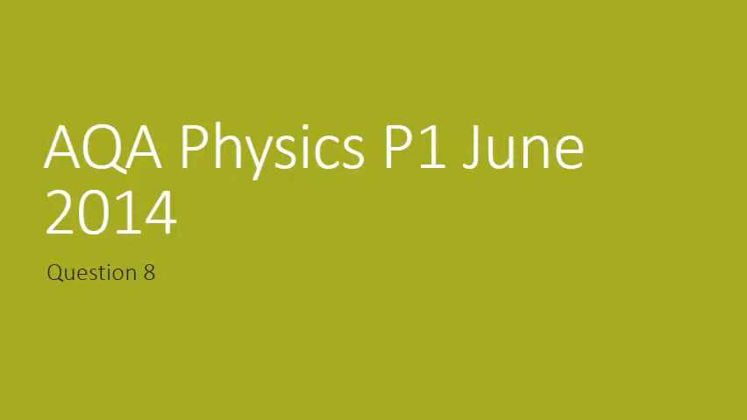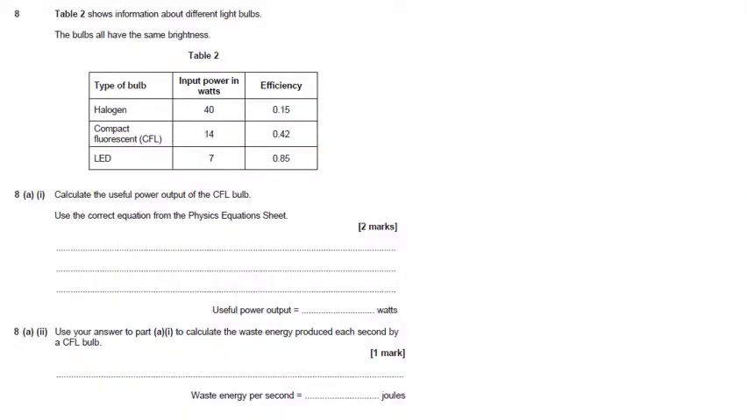This is a worked solution to AQA Physics P1 June 2014 higher tier paper question 8. Question 8 is about efficiency. In the table it compares three different light bulbs and gives us their efficiencies and asks us to calculate the useful power output. It also gives us the input power.